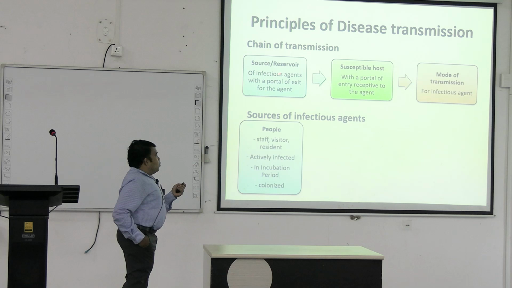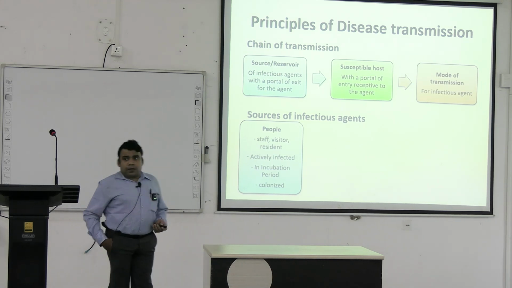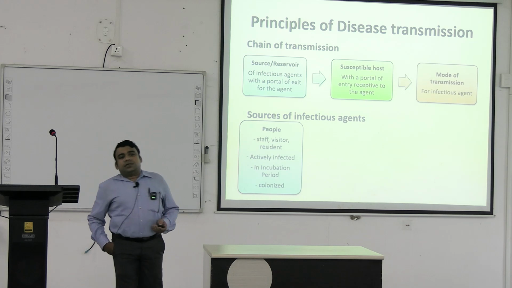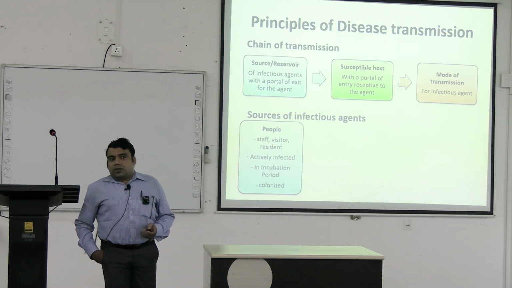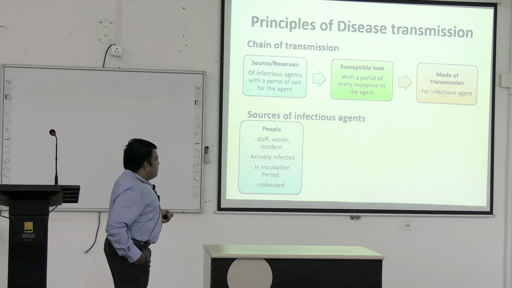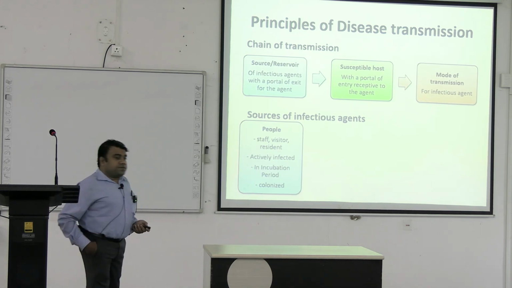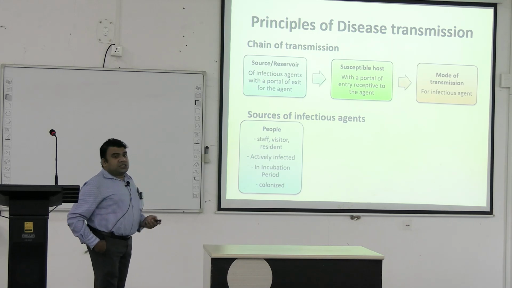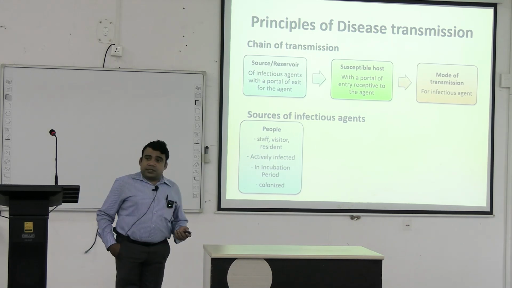First, we need to understand what is the source. Now for infectious agents, the source can be people. A patient is admitted, the patient's kin, the friends, family, they may be visiting. They may be the source, or the patient himself or herself, or the patient is incubating. And one more word, that is the patient may be colonized.